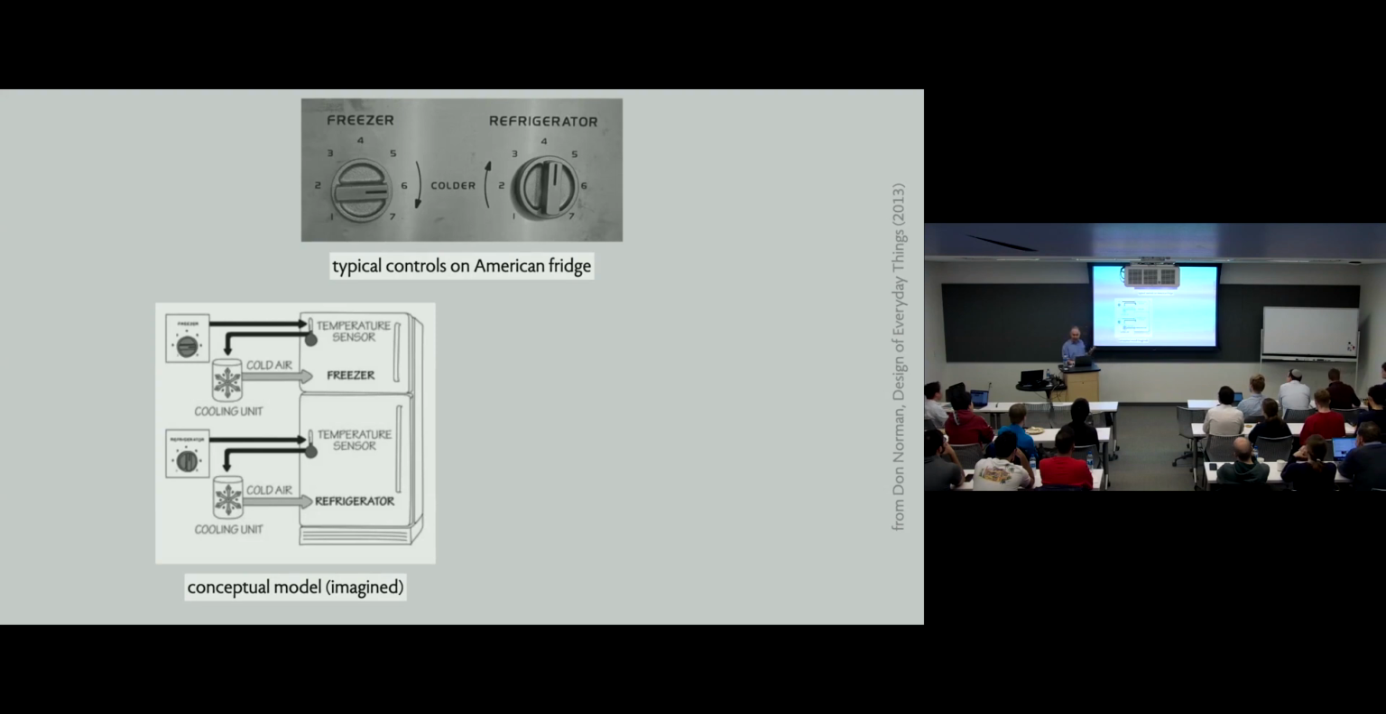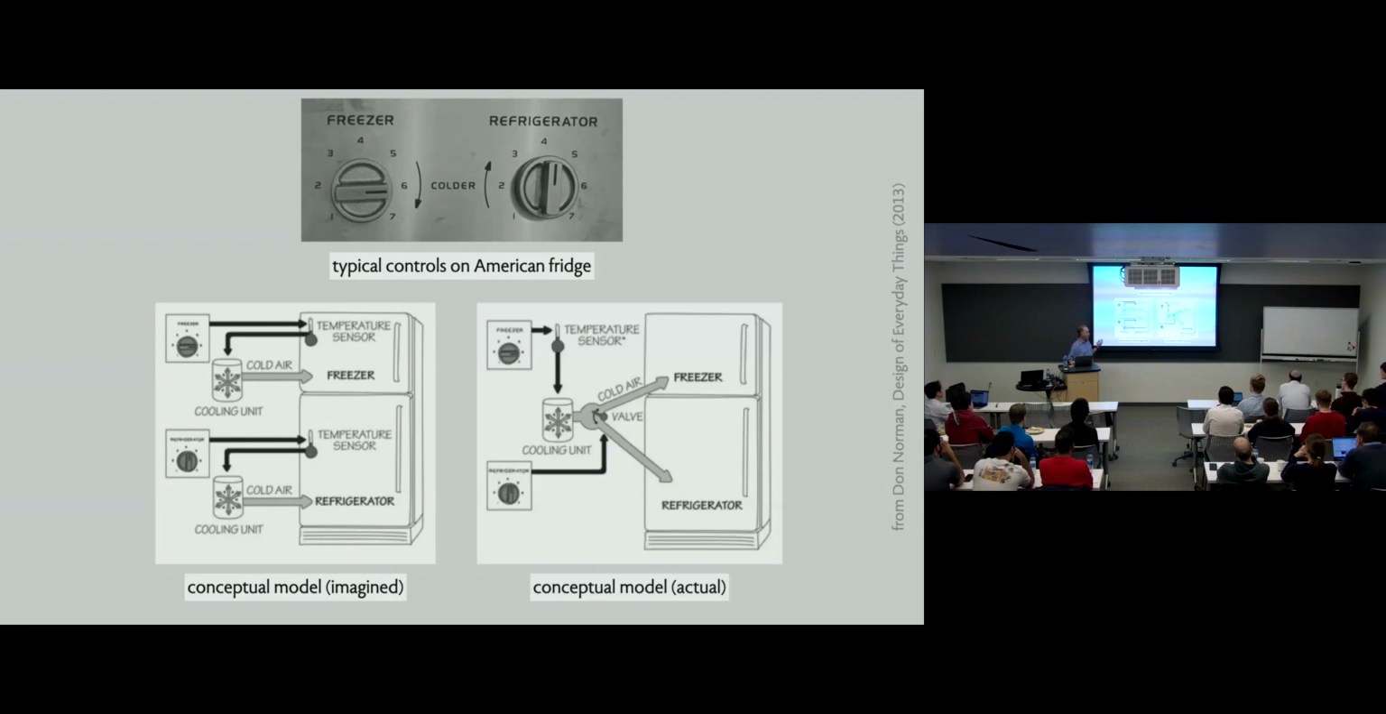But as he points out, in fact, the engineers have skimped on having two thermostats and two compressors. And instead they have a single thermostat and a single compressor. And what the freezer one does is determine the amount of cooling, essentially. And what the refrigerator one does is switch cold air between the two compartments. Needless to say, this is incredibly confusing.